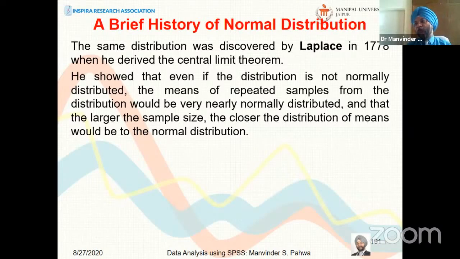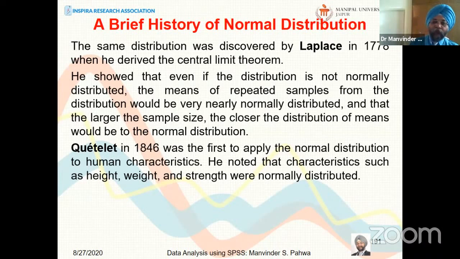And that's why yesterday I was saying this happens when things come closer to 30. It was observed that when things come closer to 30, we say a large sample is there. A large sample is a sample of more than 30, because as soon as things come near 30, they start coming into a normal distribution. Quetelet in 1846 was the first to apply the normal distribution to human characteristics.